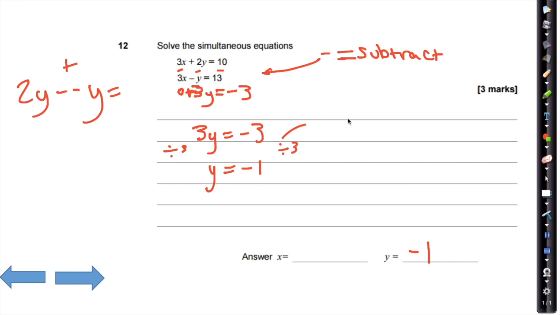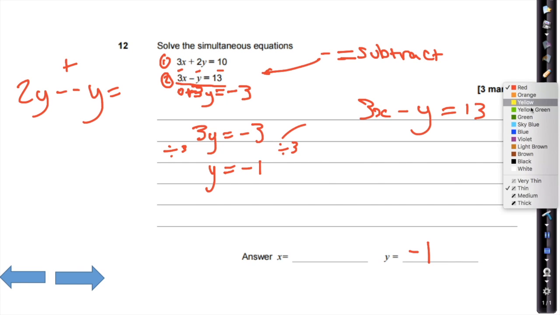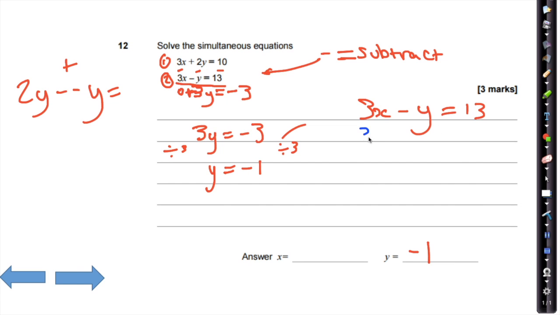When y equals minus 1, we've got one of our values, and we can find the other using either equation. It doesn't matter which one we take. I'm just going to take the second equation. I know that y equals minus 1, so let's write the whole thing here. 3x minus y equals 13. And if I know y is minus 1, I substitute it in. Let's go for blue. 3x minus, and then minus 1, because it's subtract 1. So that's going to equal 13.